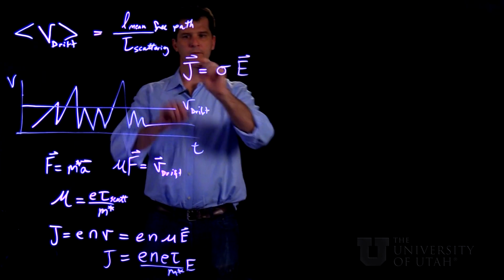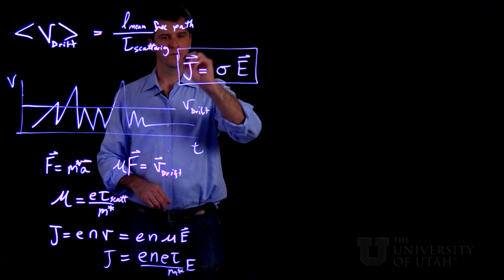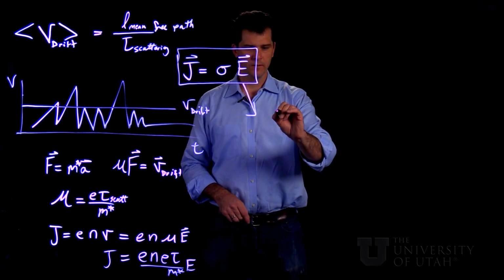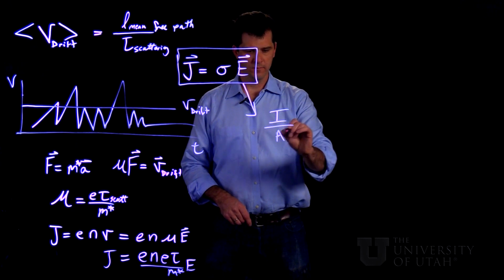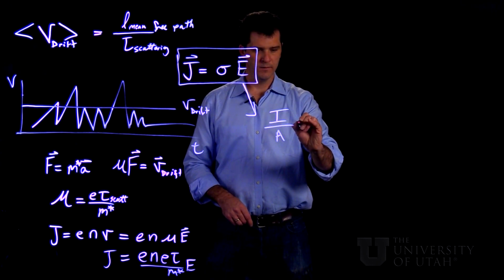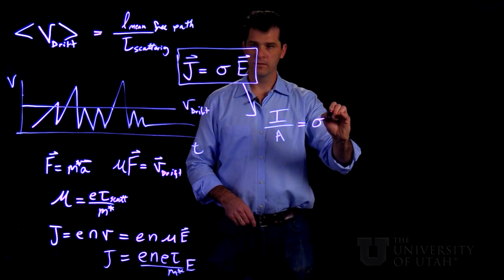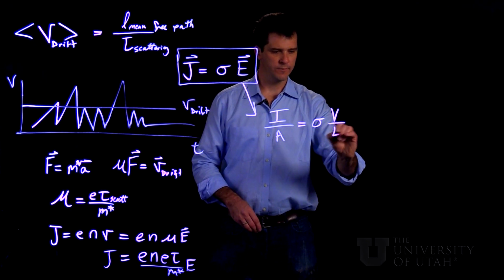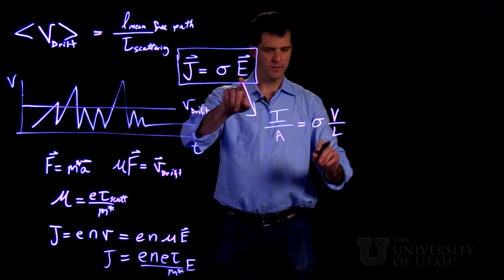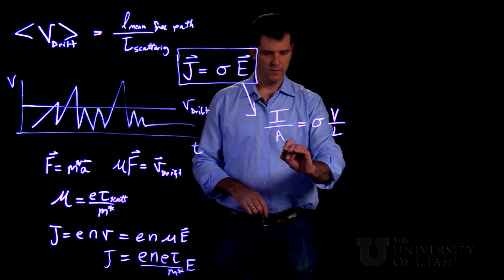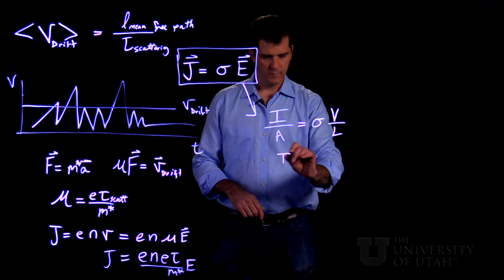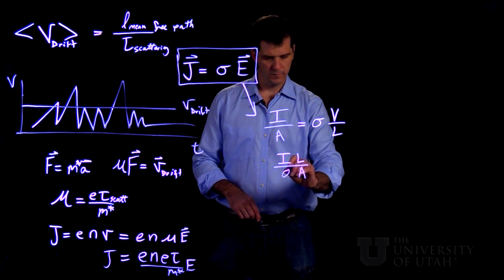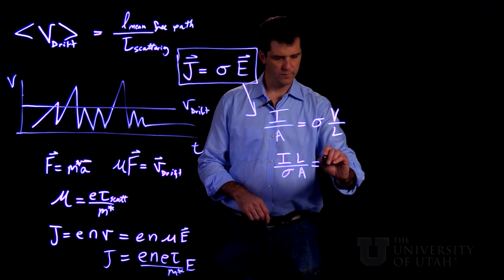And this is actually an alternate expression of Ohm's law. So we can see that in the last transformation here, if we substitute I over A for J, and we substitute in sigma, we substitute in a voltage applied over a distance for E, and then rearrange, we can get that I times L over A over sigma is equal to voltage.